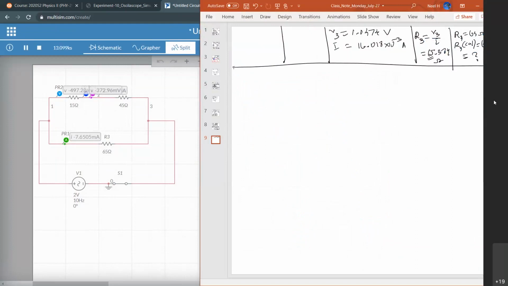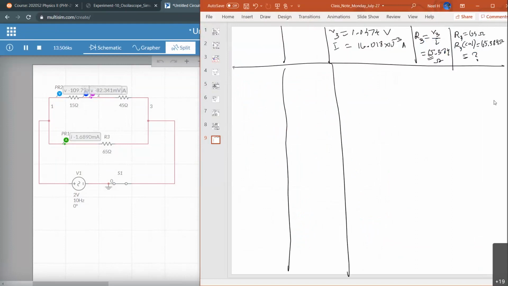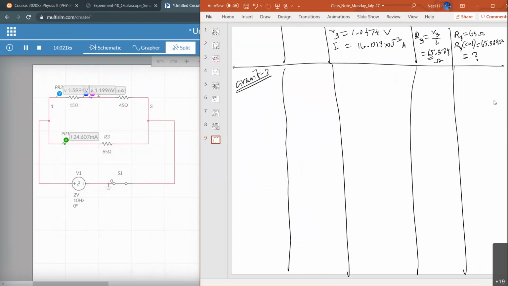Now we are working on the next circuit, circuit number 2. Circuit number 2 is the same, the only difference is that R1 and R2 are connected in series. These two are serially connected and then R3 is now connected in parallel to that circuit. That's the only difference. The circuit diagram should go here. You can save a picture and copy paste it later when you are rearranging this for your report.